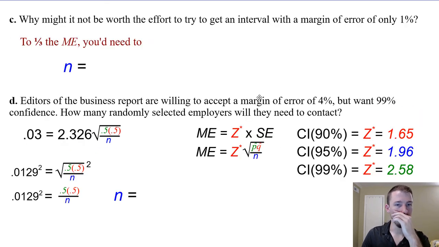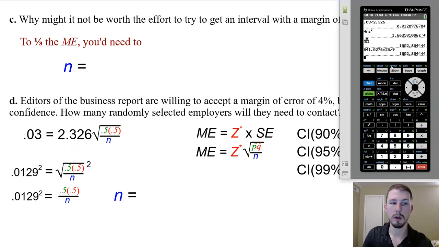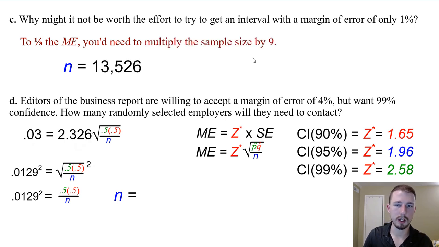All right, why might it not be worth it to try to get an interval with a margin of error of 1%? Well, if we go to 1/3 the margin of error from our previous value, we would have to do the reciprocal square, but we're going the other way, so we're squaring it, which means it would be 9 times the previous one. So that times 9, which would mean, yeah, that's huge. We would need to multiply the sample size by 9. So we would have to sample basically 13,526 people in order to have a margin of error of 1%.